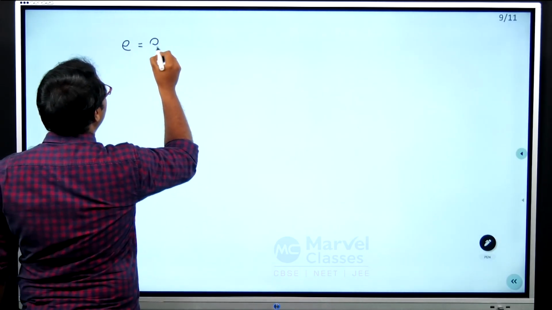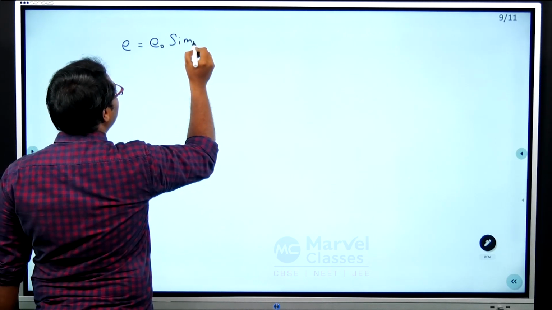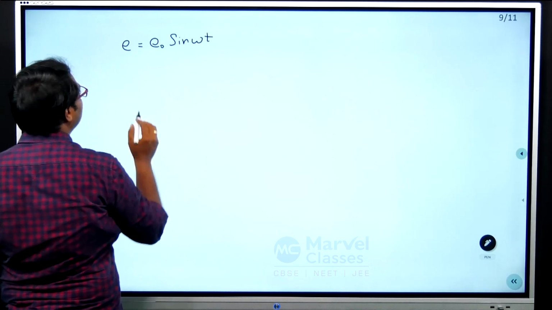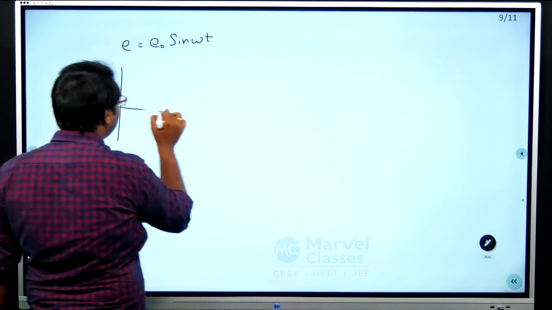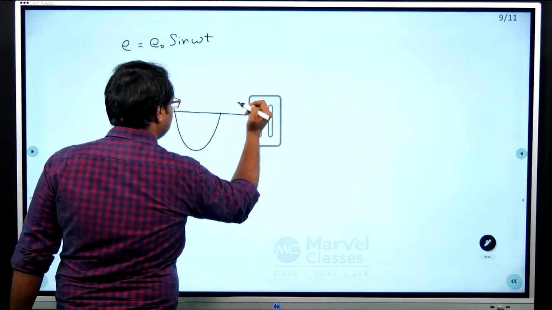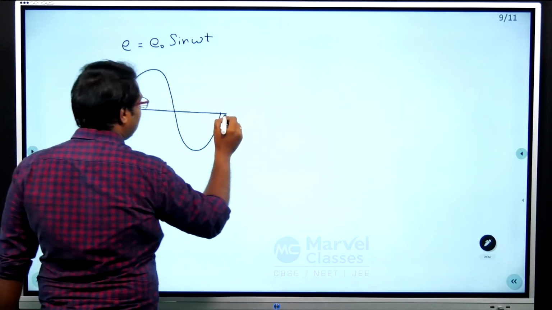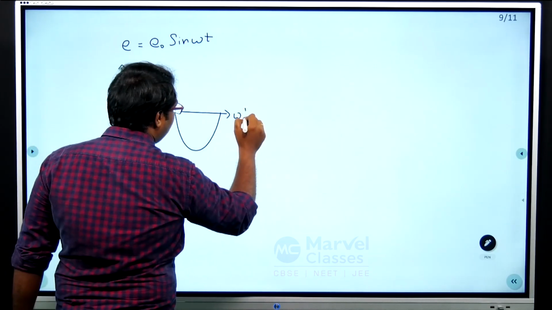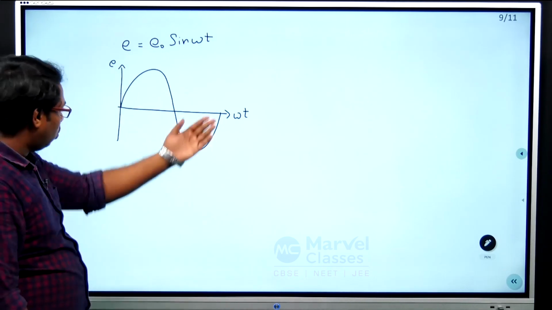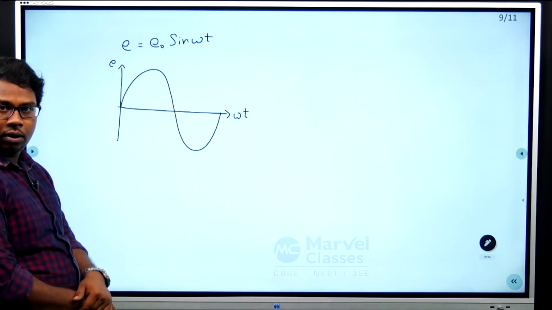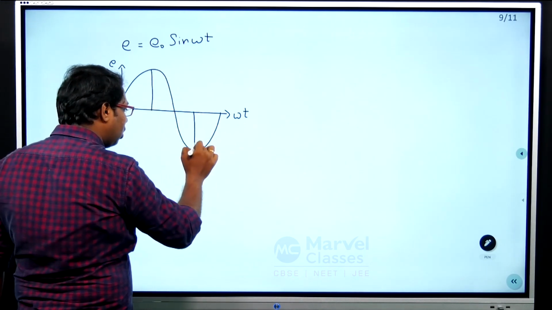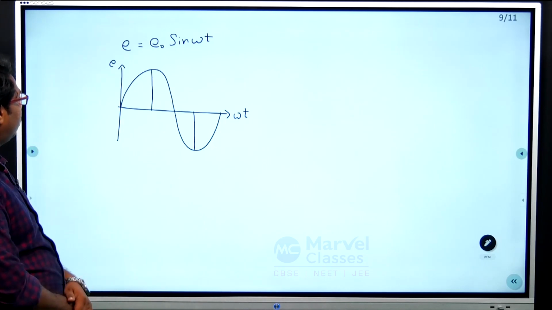E is equal to E naught sin omega t. So, this is nothing but a typical sine wave, where omega t is on one axis and E is on the other. Look, this is the peak value of your EMF.